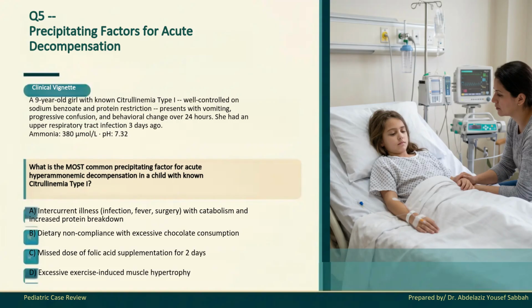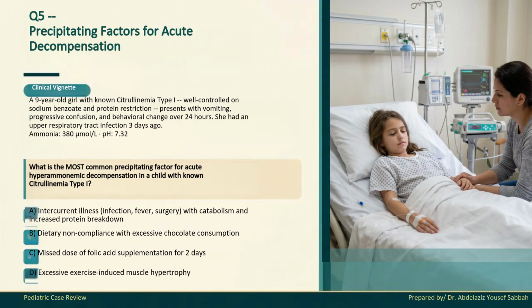Case 5. A 9-year-old girl with known citrullinemia type 1, well controlled on sodium benzoate and protein restriction, presents with vomiting, progressive confusion, and behavioral change over 24 hours. She had an upper respiratory tract infection 3 days ago. Her ammonia is 380 micromoles per liter, and pH is 7.32. What is the most common precipitating factor for acute hyperammonemic decompensation in a child with known citrullinemia type 1?